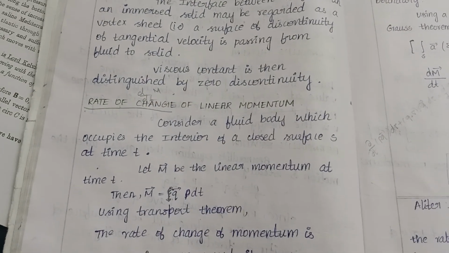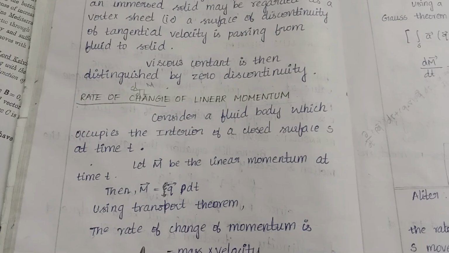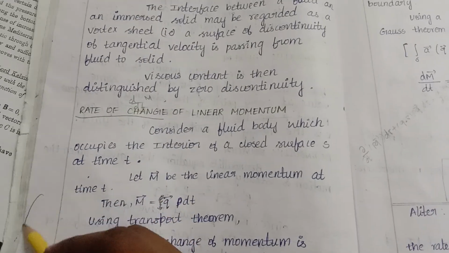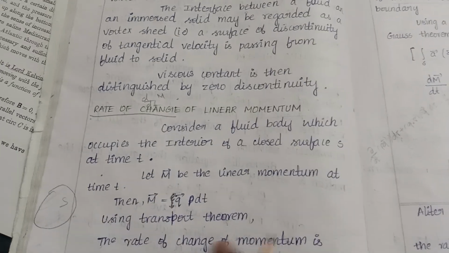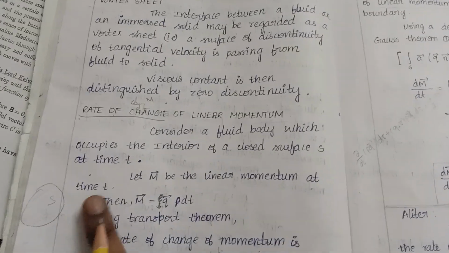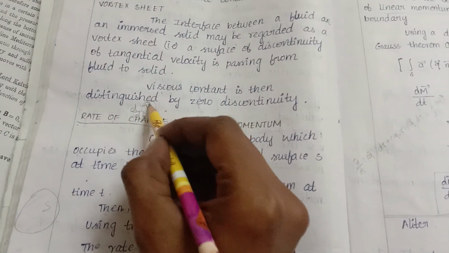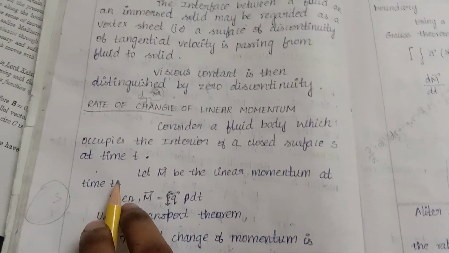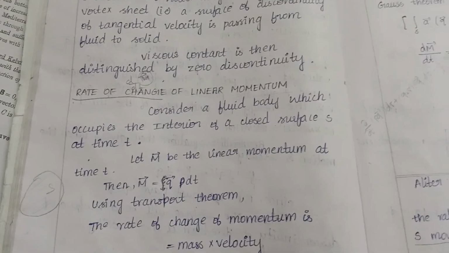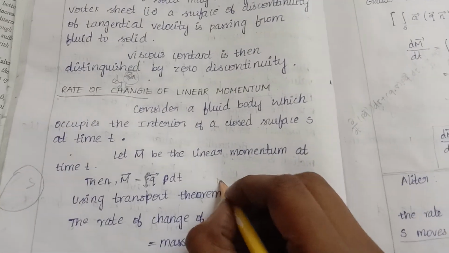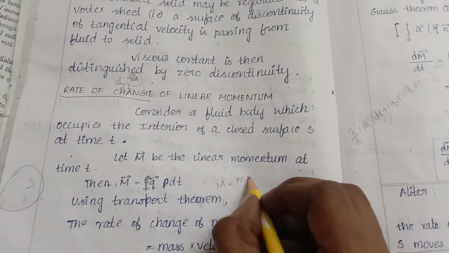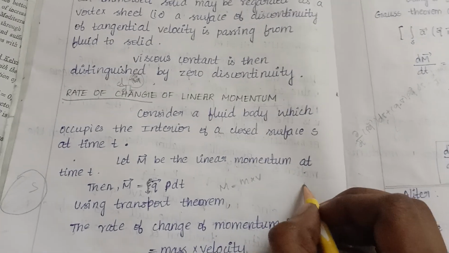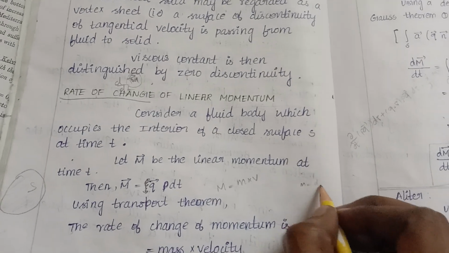So consider a fluid body which occupies the interior of the closed surface S at time t. Let m vector be the linear momentum at time t. At time t, the linear momentum may change. Momentum can be expressed in terms of mass into velocity.